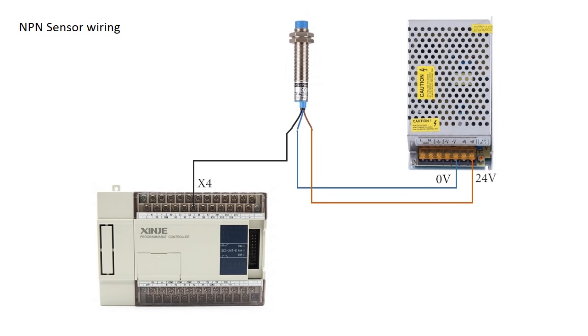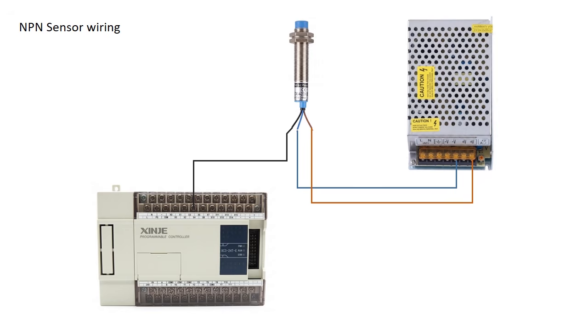But the wiring is not complete yet. This is the important part. For an NPN type sensor, the PLC input should be PNP type, also known as a sourcing input. In this configuration, the sensor creates a path to ground. Now let's look at the PLC side wiring.